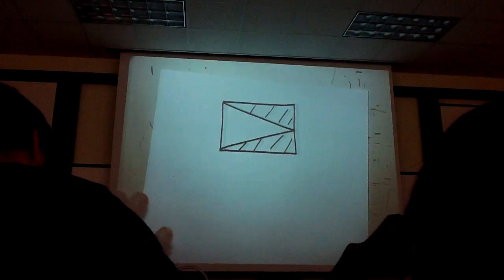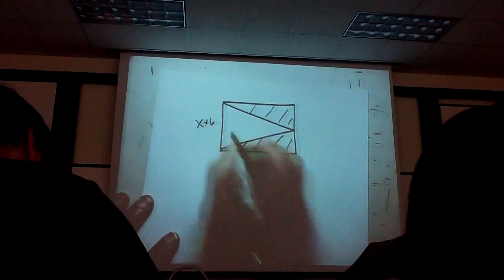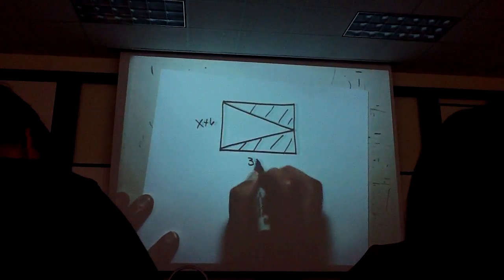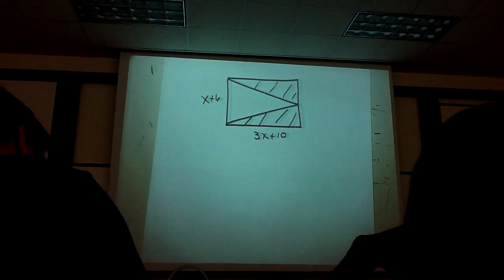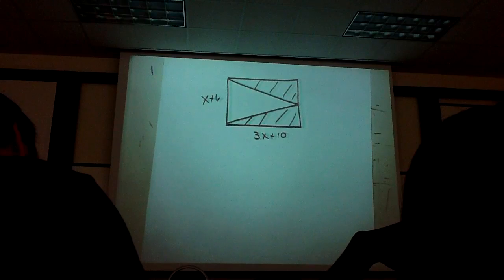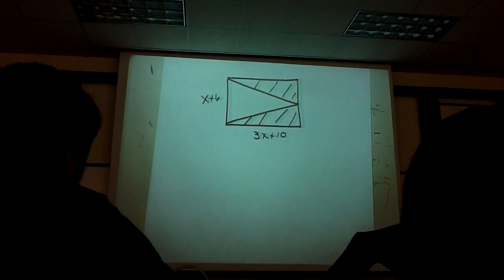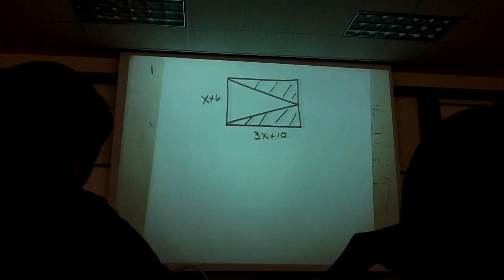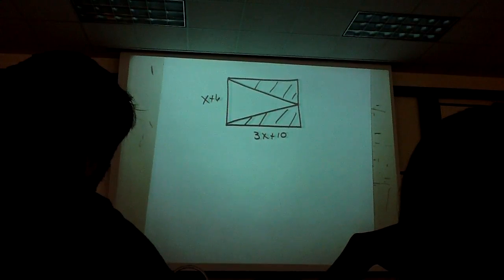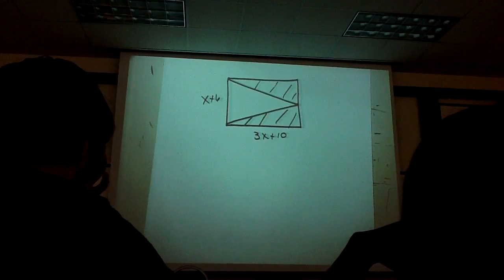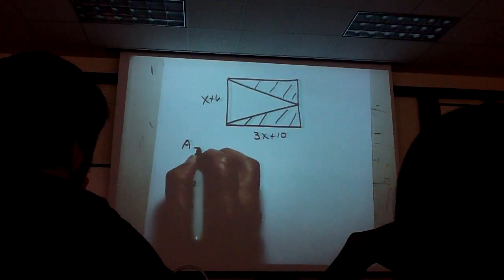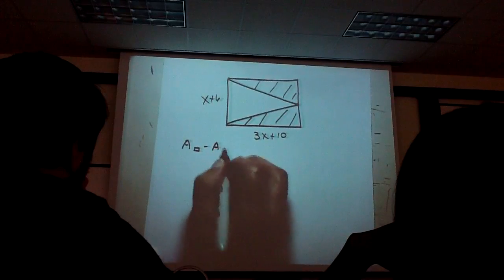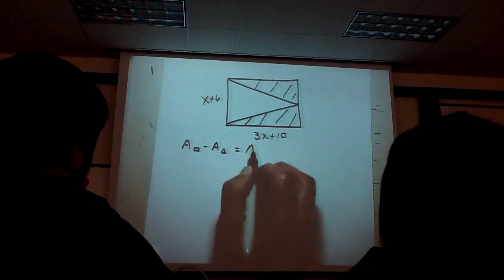I'm looking to find the shaded area. So strategy is going to be what? Area of the rectangle, area of the triangle. So we can put it in general: area of the rectangle minus area of the triangle equals shaded area.